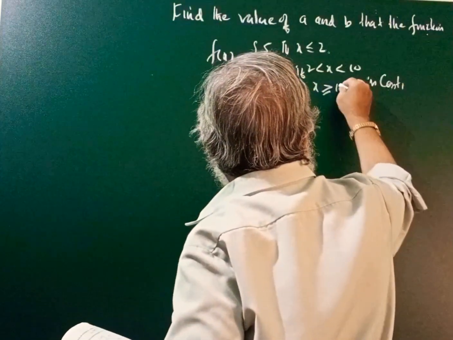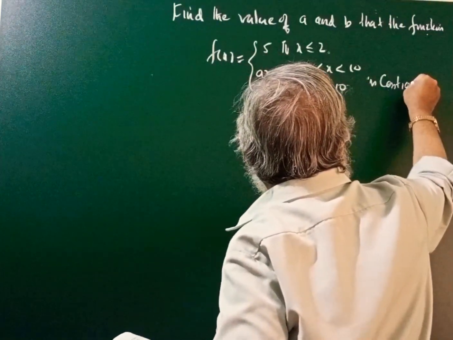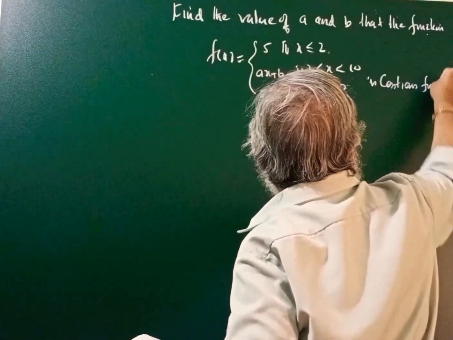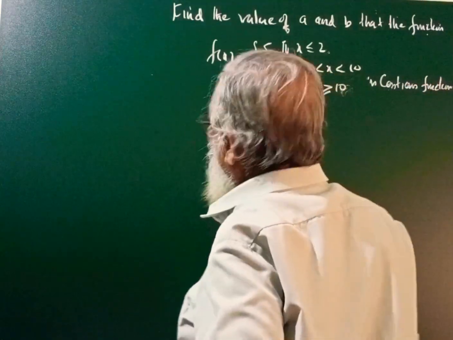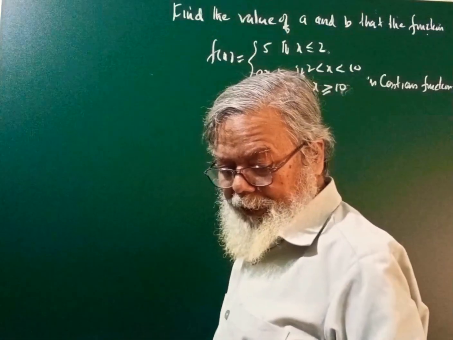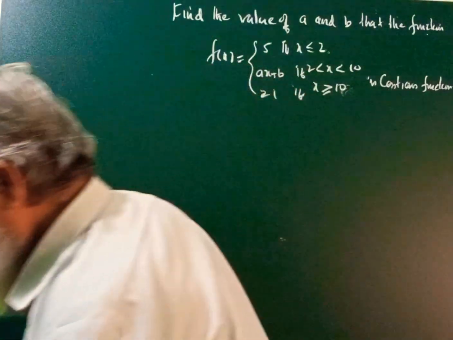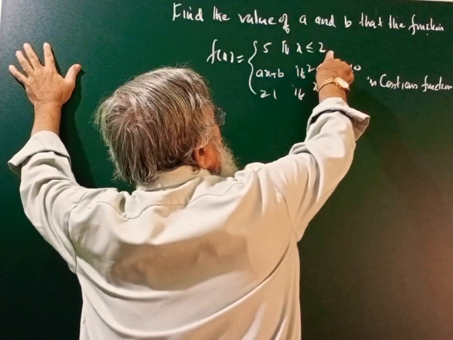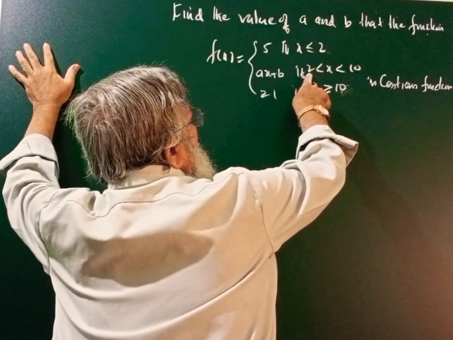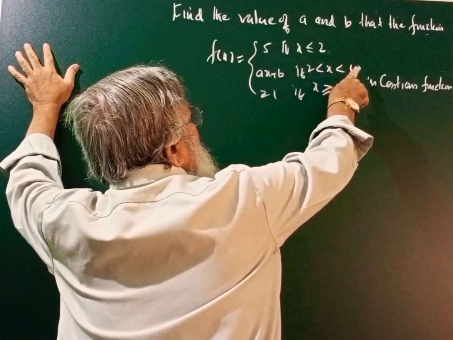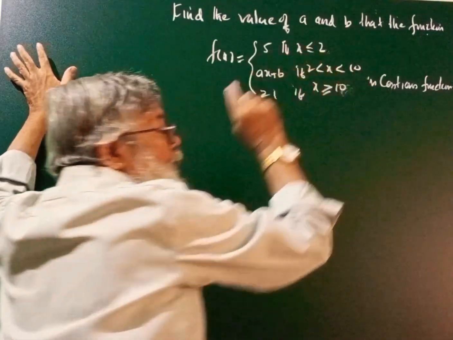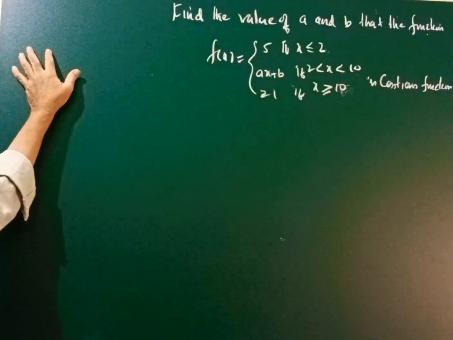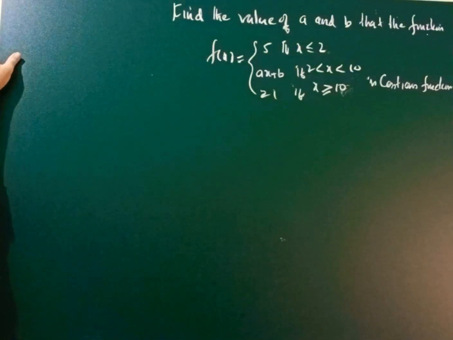x is greater than or equal to 10. Continuous function. Now, if you see the given definition of the function, we can see there can be a discontinuity at x is equal to 2, and another discontinuity can be there at x is equal to 10. Therefore, at 2 points we have to check.